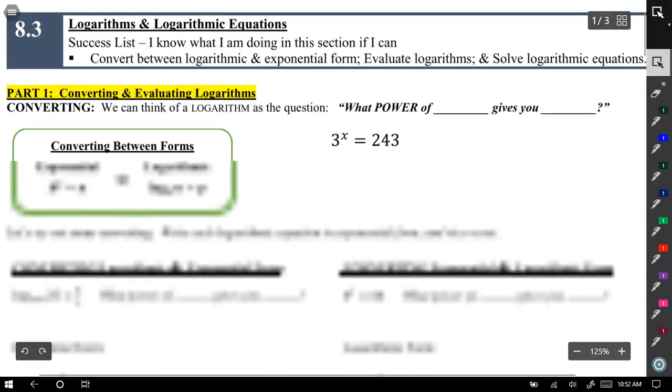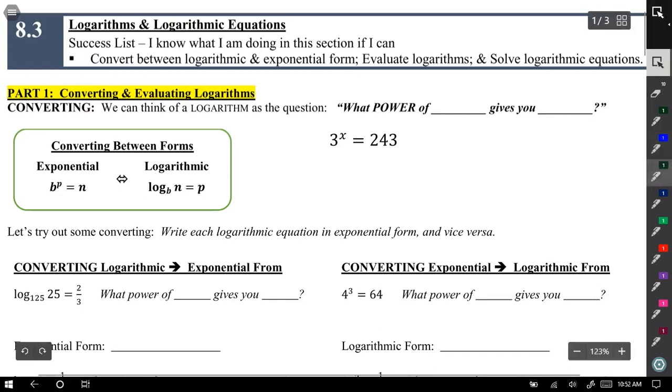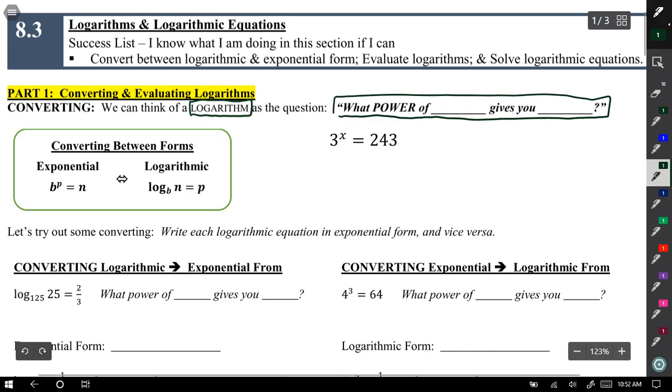When you see the word logarithm, or I see the word log, rather than seeing it as logarithm, I'm going to ask this question. I'm going to ask, what power of blank gives you blank? This is really what a logarithmic expression or logarithmic equation is equal to. If I say the word log, I'm going to focus on what power of. So really a logarithm is a fancy way of looking at powers.